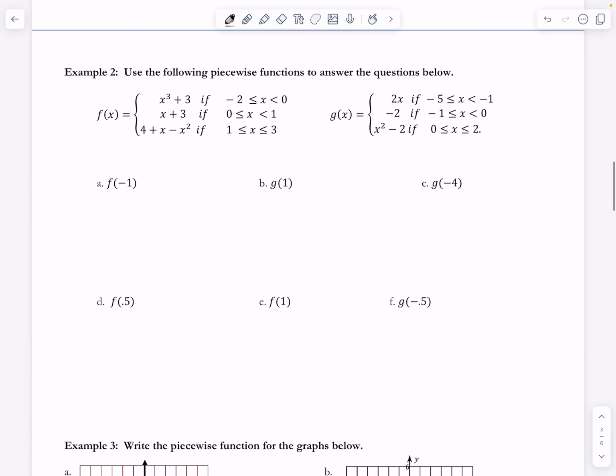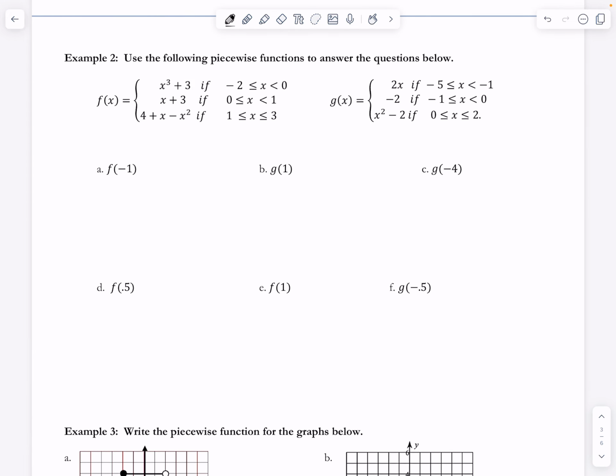Okay, example 2, we have 2 separate piecewise functions, f of x and g of x, and we want to do some evaluation. So this is just like you did in Algebra 1, but now you have to first decide which piece or which part or component of the piecewise function you are going to plug it into. And again, like before, it's all based on these inequalities. So you've got to first decide where that x value falls, and that will tell you which one to use.